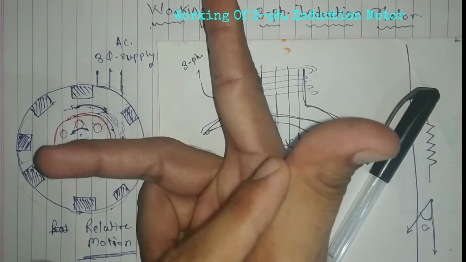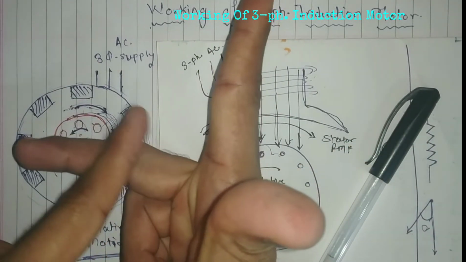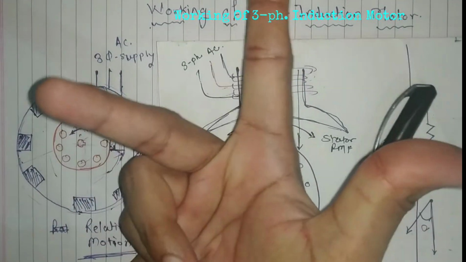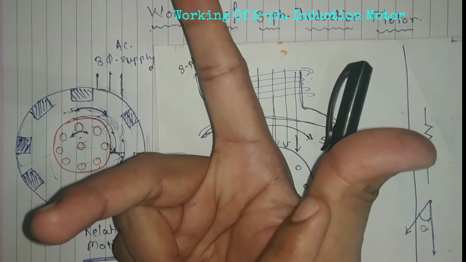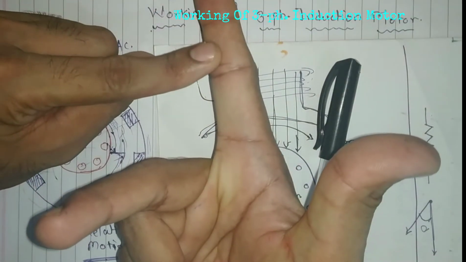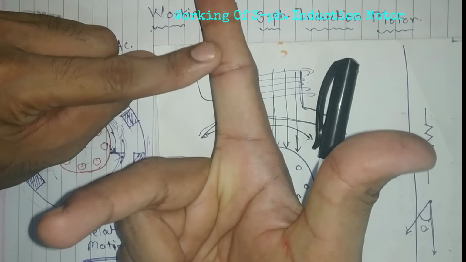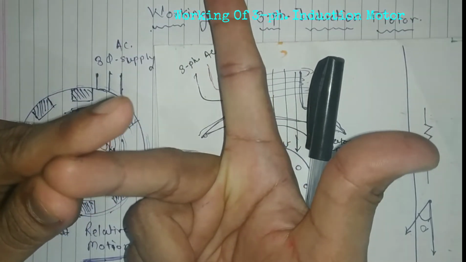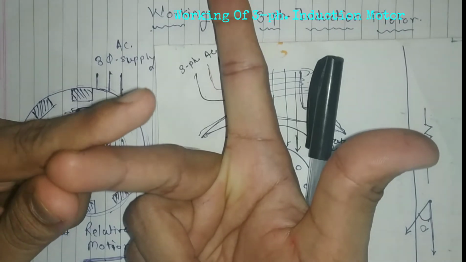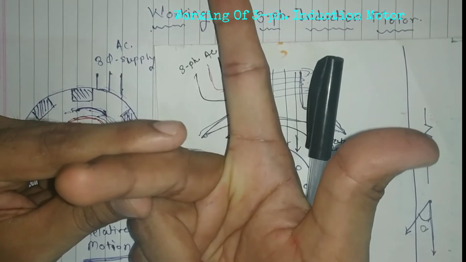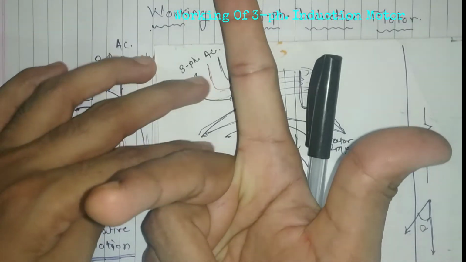See, this thumb and all these 3 fingers have to be perpendicular to each other, right? Like this way. Your thumb is telling us the direction of the motion, your index finger tells us the direction of the magnetic field, and this middle finger is telling us the direction of the induced EMF or induced current. Okay, now I will explain it to you properly.